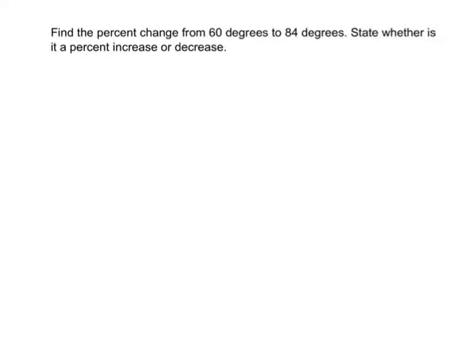So let's take a look at an example. We're going to find the percent change from 60 degrees to 84 degrees. State whether it is a percent increase or a percent decrease. So let's remember the proportion that we have. This proportion states that I'm going to have my difference over my original equals my percent over 100. So the first thing I need to do is find that difference.